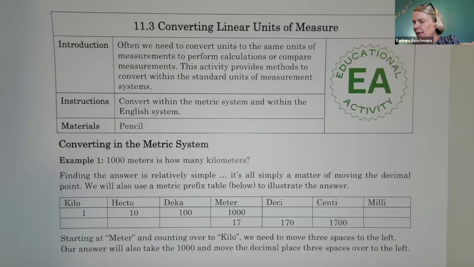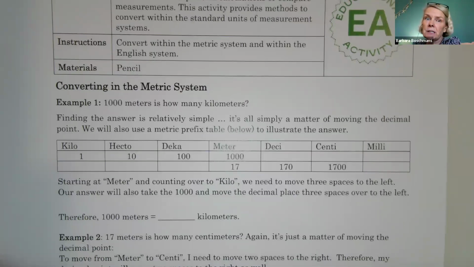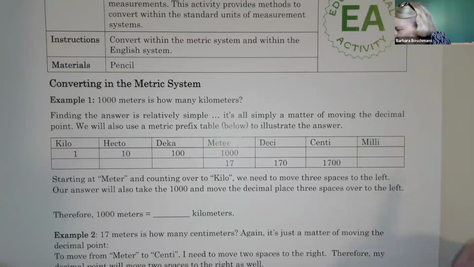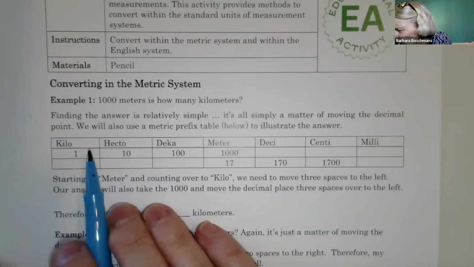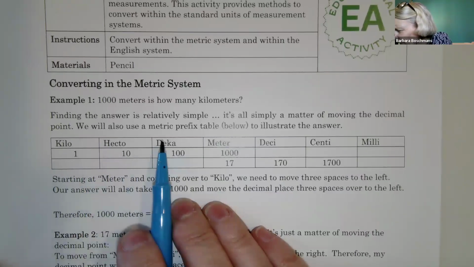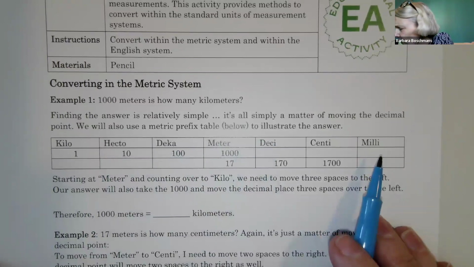Converting is relatively simple when you think about how the metric system works like our place value system. It's all powers of 10, so it's a matter of moving the decimal point. We'll also use a metric prefix table, just like our table for place value, where meters go in the middle.